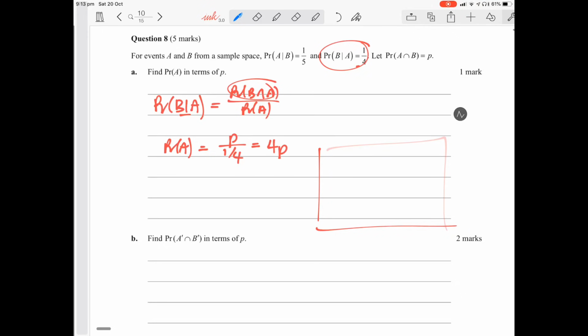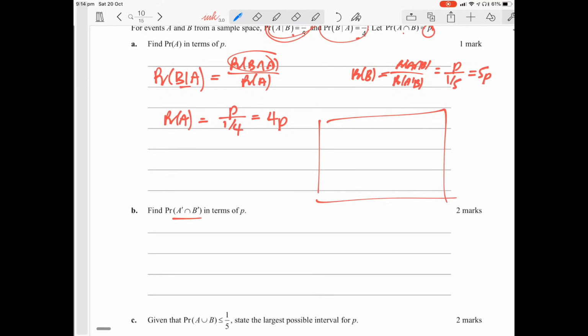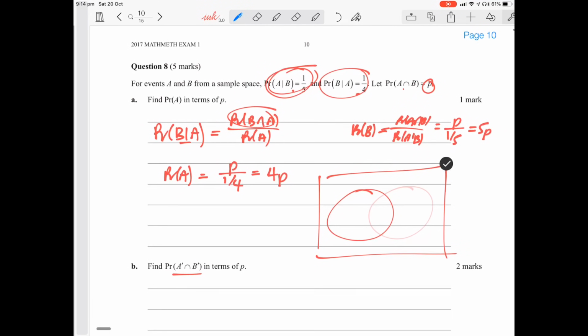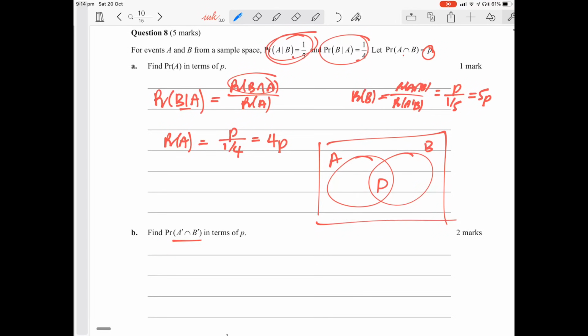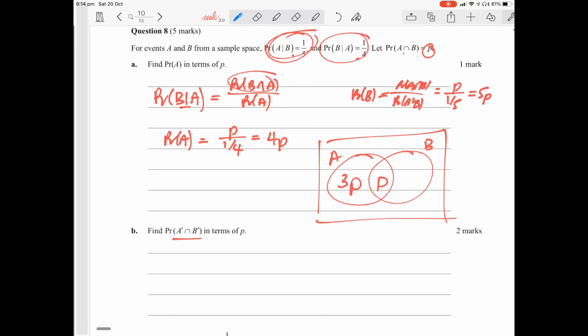What's the probability of B going to be? So that's the same sort of thing. The probability of B is going to be P over this, because it's the probability of A intersects B over the probability of A given B. So I'm going to get P over 1/5, which is 5P. Okay, if we want the probability of A naught intersects B naught in terms of P, we know A intersects B is P. We know the probability of A is 4P, so that's got to be 3P. The probability of B is 5P, so that's got to be 4P.